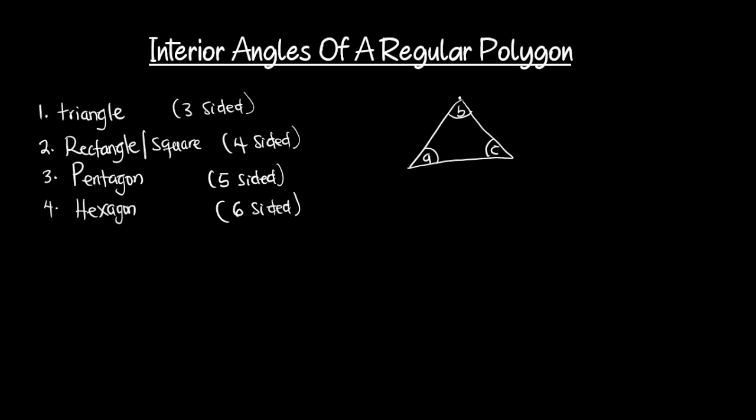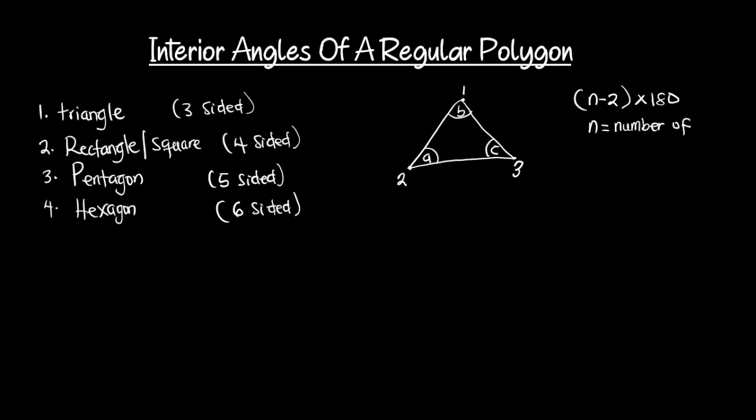Now, this is a triangle and it has three sides. It is three-sided, 1, 2, and 3. So for us to find the sum of the interior angles, by interior angles we mean the angles inside of the polygon, where I have my A, B, and C. To find the sum of the interior angles of this polygon, we use the formula n minus 2 multiplied by 180. This is the formula we use, where n is the number of sides of the polygon.